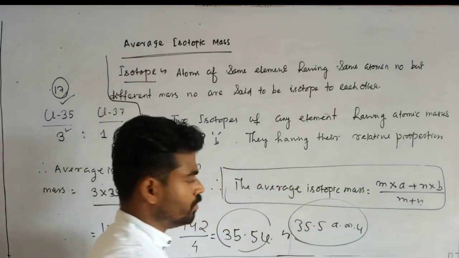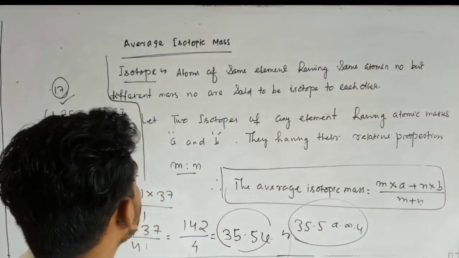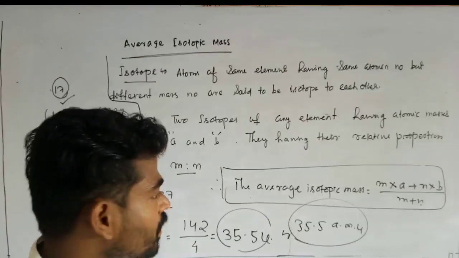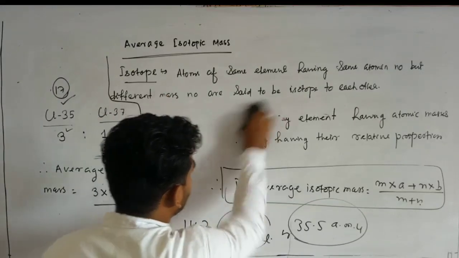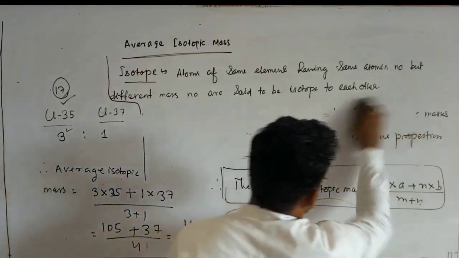Okay, so this is average isotopic mass. Average isotopic mass you can also calculate in some other form.